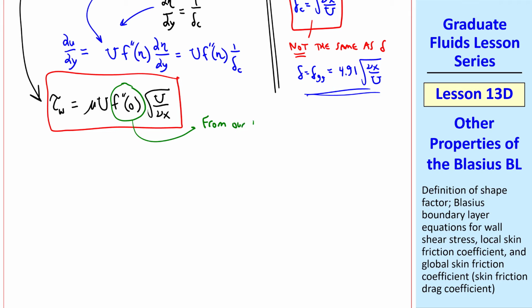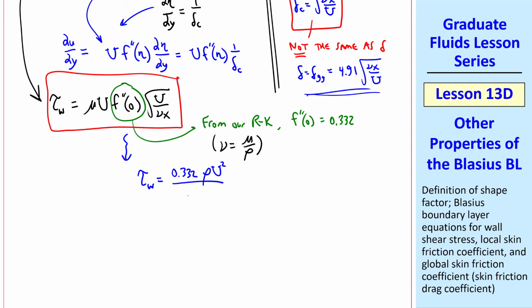But from our Runge-Kutta calculation, F double prime at eta equals 0 is 0.332 to 3 significant digits. This was the boundary condition that we had to guess to get our solution to work out properly. So plugging this into here and letting nu equal mu over rho here, doing a little bit of algebra and substitution yields tau W is 0.332 rho U squared over the square root of Rex.